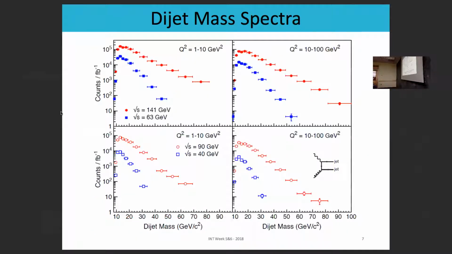So here you see the same kind of story. This is now the dijet mass spectrum instead of the inclusive pT spectrum. Again, this is for photon gluon fusion events. And again, it's the same story for two different Q-squared ranges, and then four different energies, EP energies and EA energies on the bottom here.